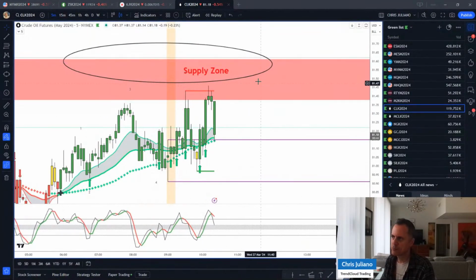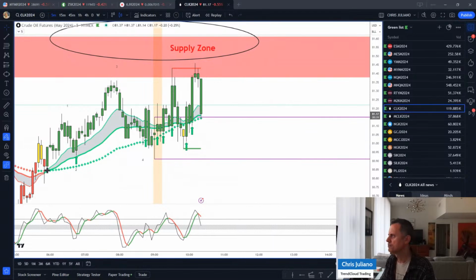That gives that supply zone more power, doesn't it? Gives the supply zone more power. Not only is that a level of imbalance, now you've got people on TV, I'm sure they're talking about it on CNBC, but you got people on TV screaming about this, right? Making a big deal out of a bunch of nothing.